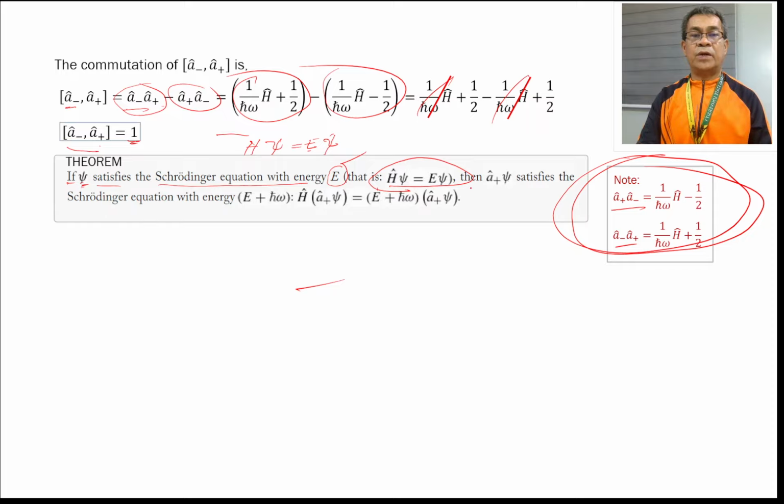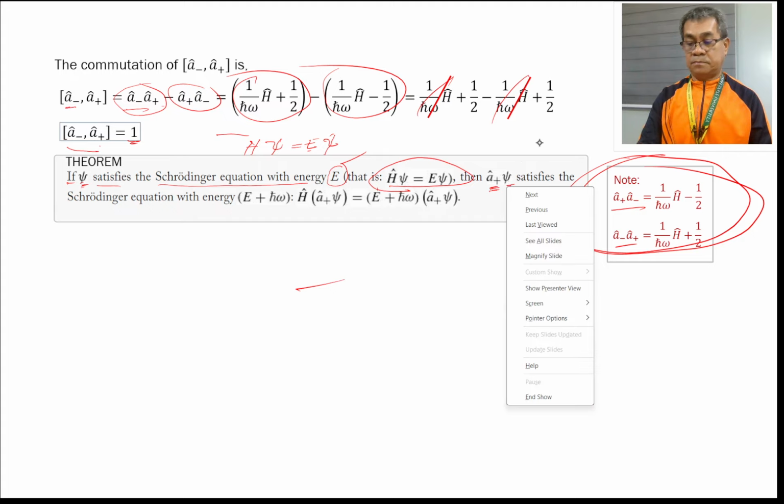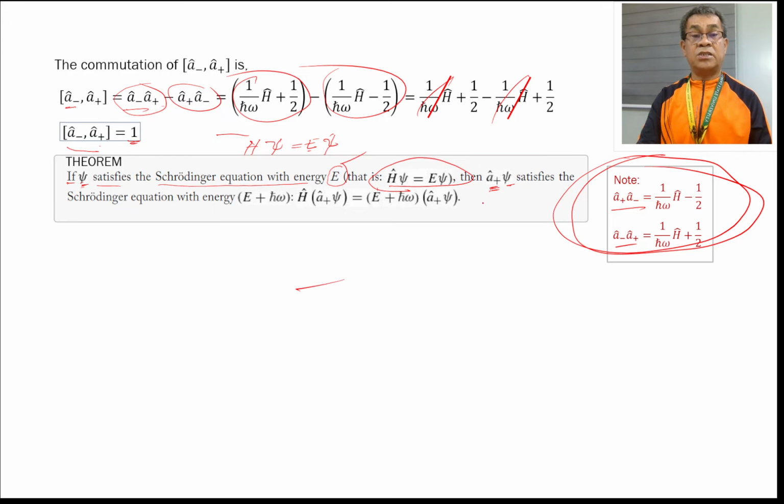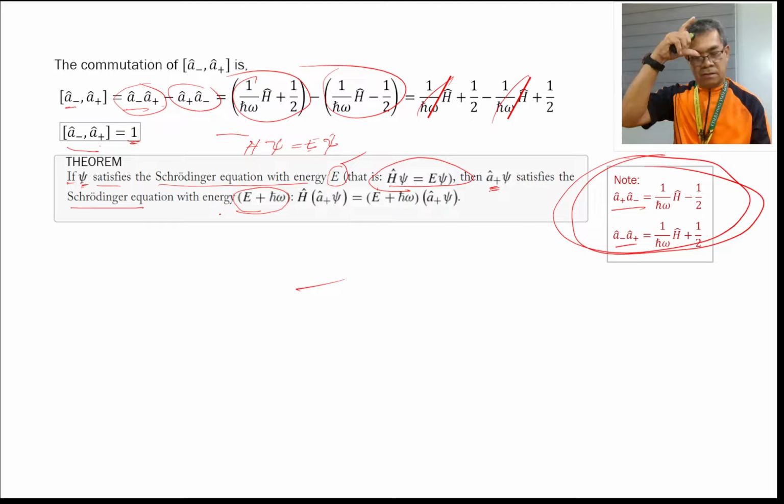Then, if we let the raising operator act on psi, and that satisfies a Schrodinger equation, of course with the operators here, then it will provide an energy added by h bar omega. Okay, this is a kind of theorem that Griffiths introduced.